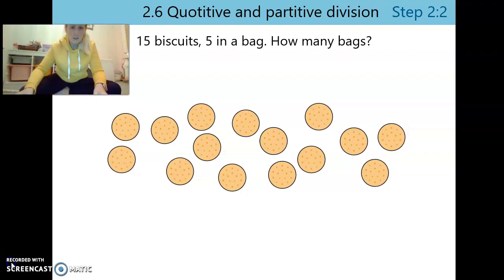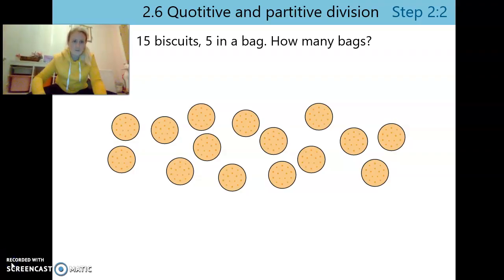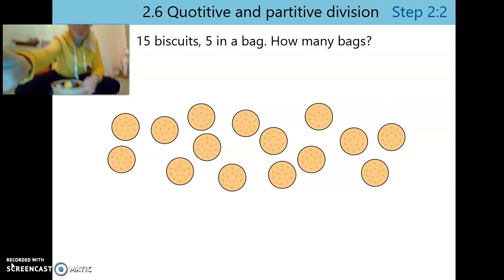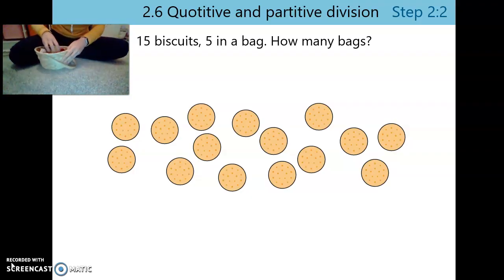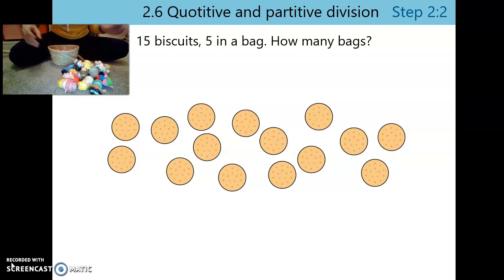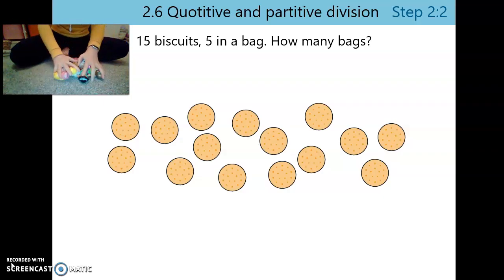Okay, I have got 15. I'll show you what I've got 15 of. Put my camera down here like this. 1, 2, 3, 4, 5, 6, 7, 8, 9, 10, 11, 12, 13, 14, 15. I've got 15 of Nora's little figures. Okay, so I'm going to use them and they are representing my biscuits. And then it says there are 5 in a bag. Okay, so I now need to get 5 into each bag. So this is what I'm going to do first.